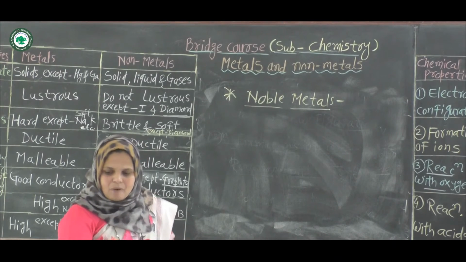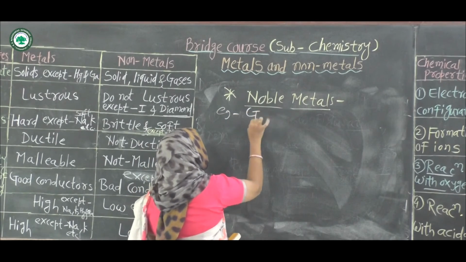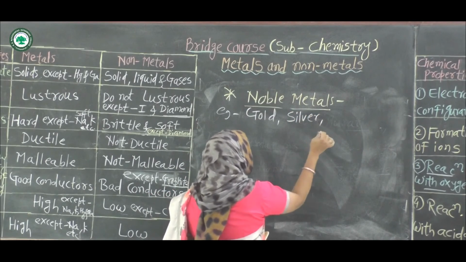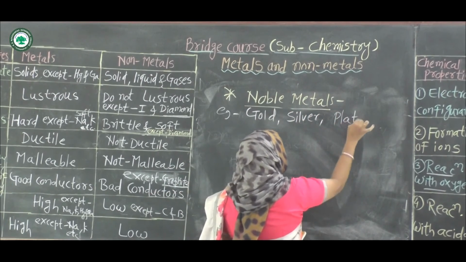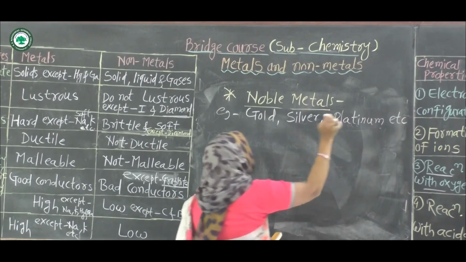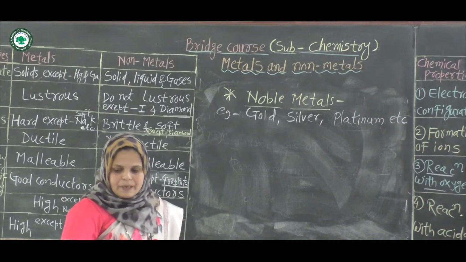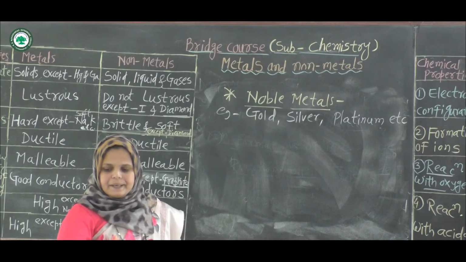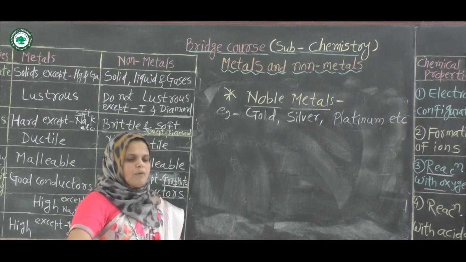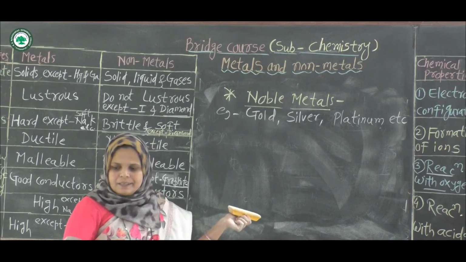And among noble metals, for example, which are the noble metals? For example, gold, silver, platinum, etc. These are noble metals, and these noble metals occur in nature in the elemental state, not in the compound form, which is in the form of element, meaning it is called the elemental state.